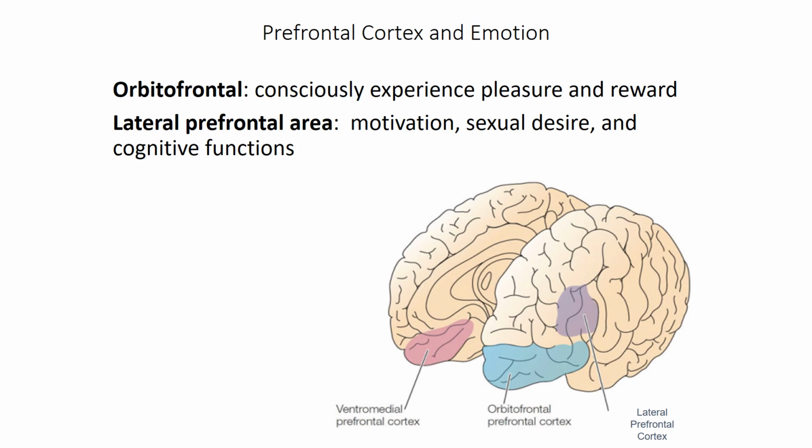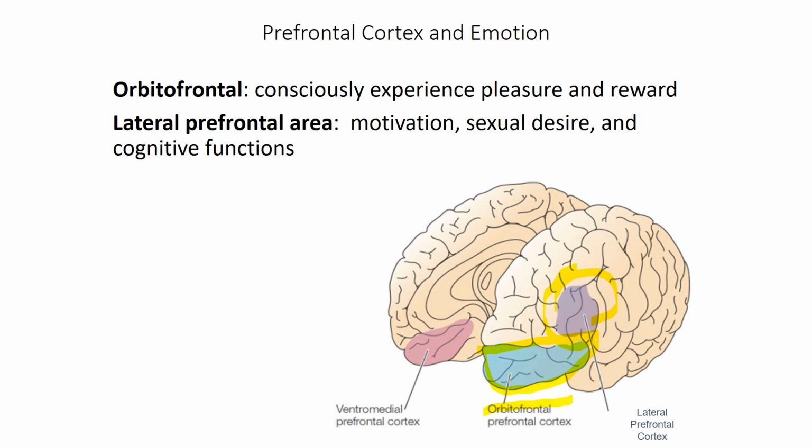All right, there are two areas I do want to talk about that are involved. We have the orbital frontal prefrontal cortex, here in the blue, and then also the lateral prefrontal area. The first one, the orbital frontal prefrontal cortex, that is a mouthful, I know, is where we have conscious experience of pleasure and reward, and it receives all input and senses from the limbic system. If somebody had damage here, there would be very impulsive behavior, almost to the point of a sociopath.